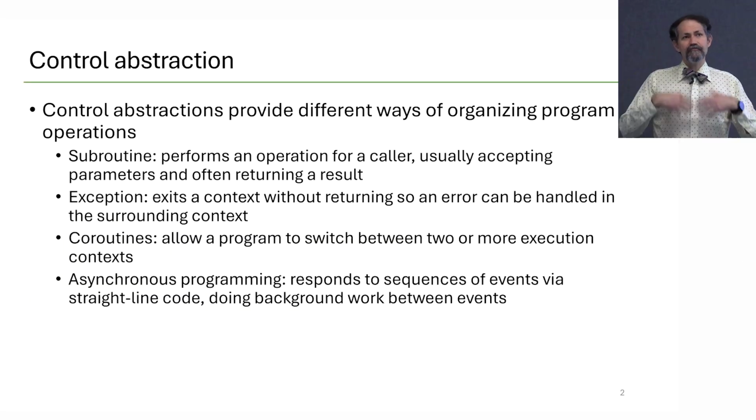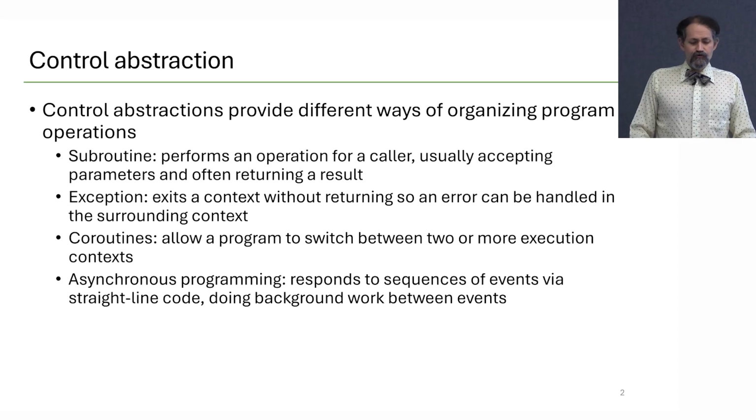Control abstractions provide different ways of organizing program operations. Perhaps the most familiar is a subroutine, which performs some operation for a caller and usually accepts parameters and often returns a result. Subroutines that return a result are called functions, whereas subroutines that don't are often called procedures.